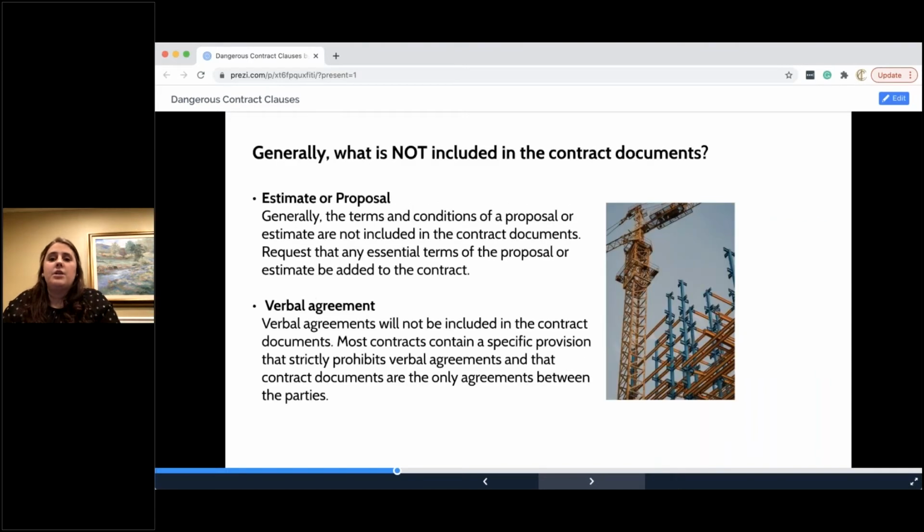So the next thing you're going to look for is what is not included in your contract documents. What you're going to look at is the comparison of your scope versus your estimate or proposal. So typically a heading we always see in subcontracts is the scope. All right, what are you doing?